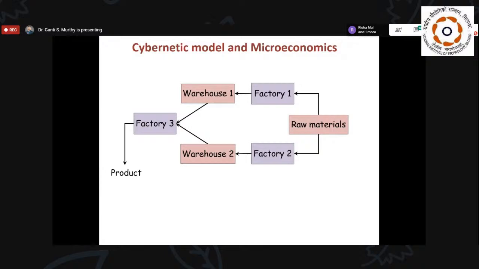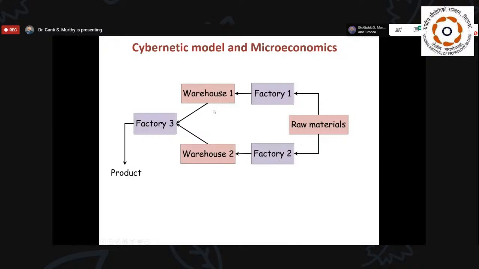In the cybernetic model, it essentially considers the inputs and the optimal way in which, for example, factories are managed. So in a microeconomic model, we have raw materials that come into different factories, and some of the intermediate products are stored in warehouses, and those two are used to make another product in factory three. If you have a system like this, then the rate at which factory one operates and the rate at which factory two operates and uses the raw materials will determine the size of your warehouse one and warehouse two, right?